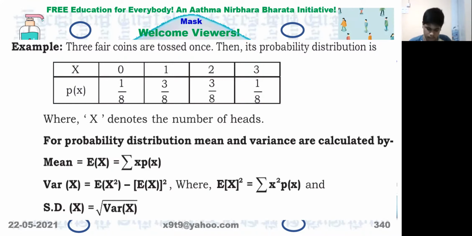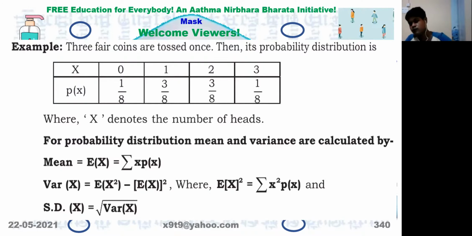Then variance is written as E of x square minus E of x whole square. That is sigma x square P of X minus sigma x px whole square. Yes, sir, I got it. That is the fifth column total minus the fourth column total squared.